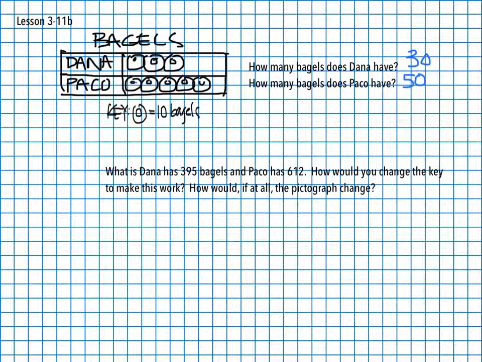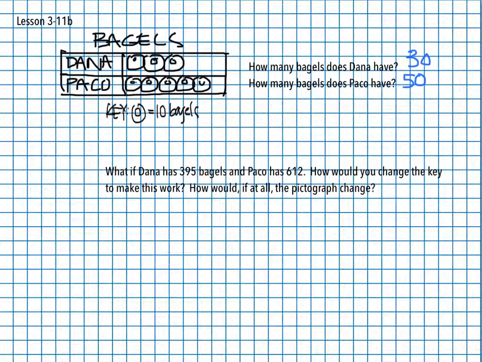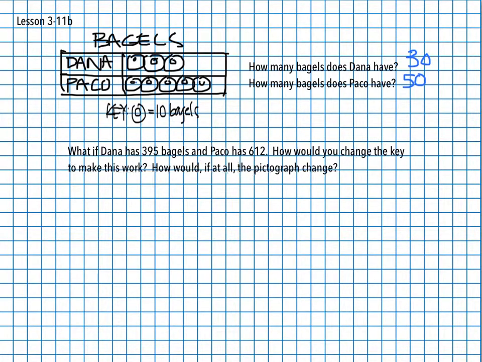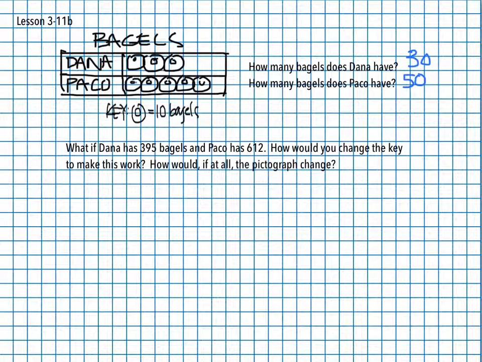Okay, so why don't you think about that? Let me expand this so you can see the whole thing. Let me change this to "if." So what if Dana has 395 bagels and Paco has 612? How would you change the key to make this work? How would the pictograph change, if at all? Why don't you pause the video, think about that a little bit, and then draw that right here. Okay, good luck. Hopefully you've taken enough time, because if you haven't, you wouldn't be restarting the video.